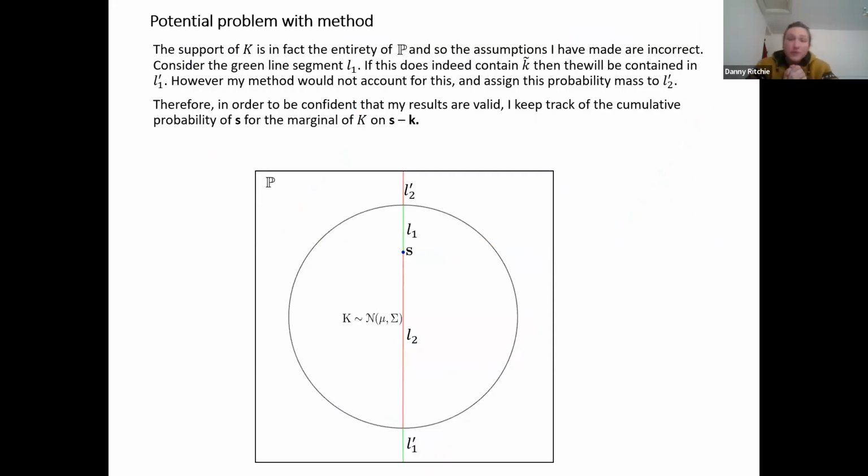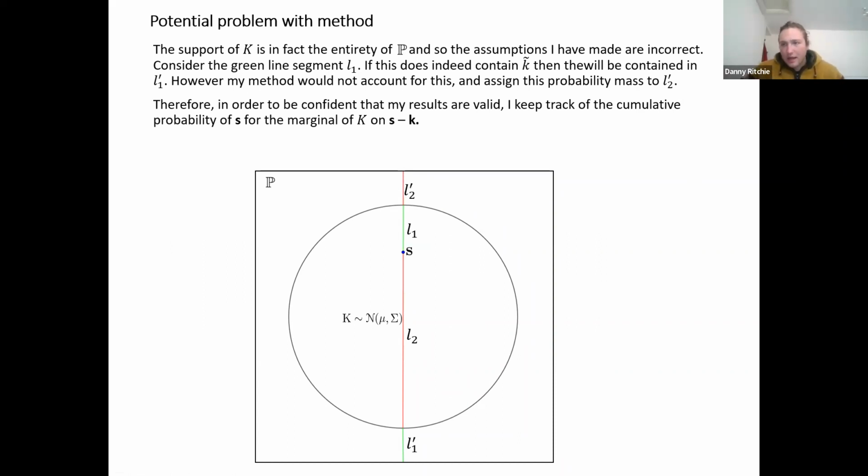One potential problem with my method, which some of you might have picked up on, is that the support of K, as I mentioned, is in fact the entirety of P. And so the assumptions I have made are technically incorrect. If you consider the green line segment L1, if this was in fact the average composition of known phases, then the new phase would be on the green line segment L1 prime. But my analysis doesn't account for that. My analysis would still assign that probability mass contained in this green line segment to the red line segment and assume it induces the new unknown phase to be on the line L2 prime.